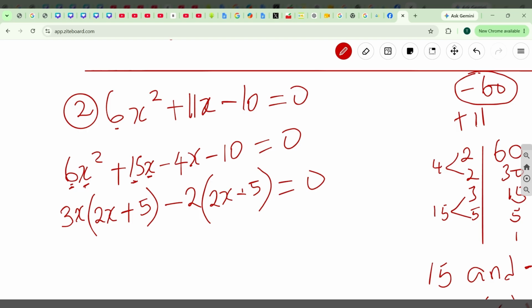Sorry, this is going to be plus 5, because whatever I have in this bracket must be the same thing I have here. If we expand, negative 2 multiplied by 2x is negative 4x. Negative 2 multiplied by positive 5 is negative 10. So this simply means 3x minus 2 is equal to 0, or 2x plus 5 is equal to 0.